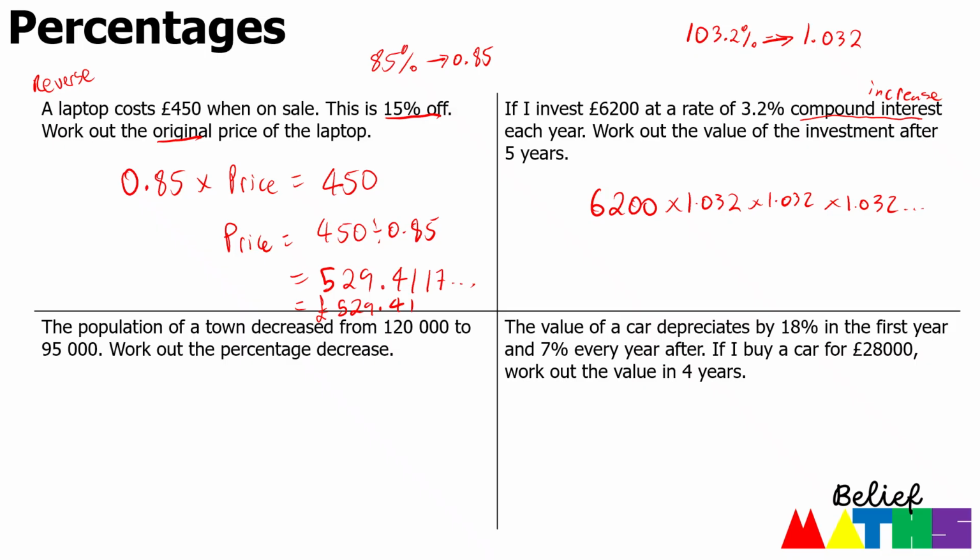And that just takes too long. We can use our laws of indices to make this a little bit quicker for ourselves. And we write our multiplier once, and then we just do that to the power of 5, because we want to do that 5 times. And then when we work out the answer, we end up with, again, we're working with money, so 2 decimal places, £7,257 and 55p.